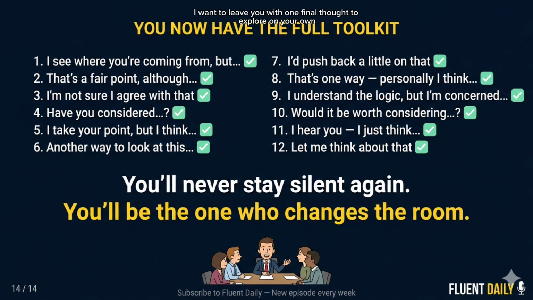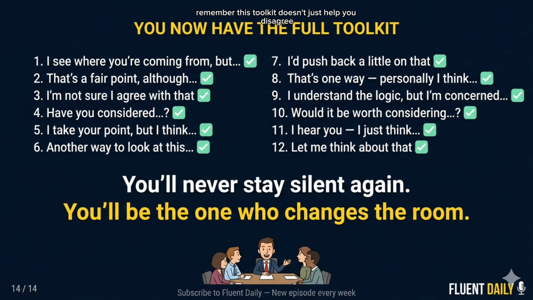And as we wrap up, I want to leave you with one final thought to explore on your own. What's that? Well, the research we've discussed today focuses entirely on the words. But the next time you are in a meeting, observe the body language of native speakers when they use these 12 phrases. Oh, that's interesting. Watch how their posture visibly relaxes, how their eye contact softens when they say, that's a fair point, although, or watch how they physically lean back when they take that intentional pause. The words give you the script, but pairing those words with calm, open body language is what truly changes the atmosphere of the room. That is a fantastic observation to take with us.